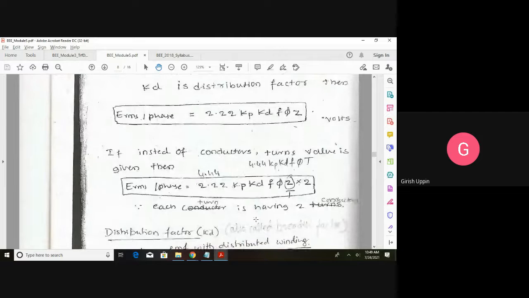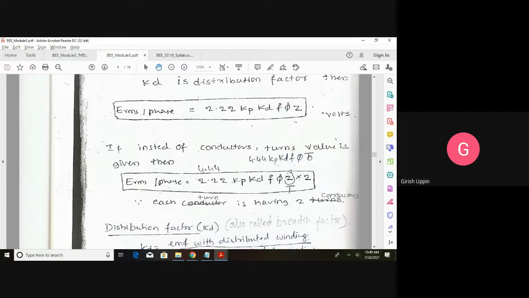Here Kp is the pitch factor and Kd is the distribution factor. If it is not given in the problem, assume it as 1. And if it is a full pitch, then Kp is equal to 1. F is the frequency, φ is the flux per pole, Z is the number of conductors per phase. Instead of the number of conductors, if they give the turns, normally there are two conductors per turn, so you can take the equation as 4.44 Kp Kd FφT. So here T is the number of turns.